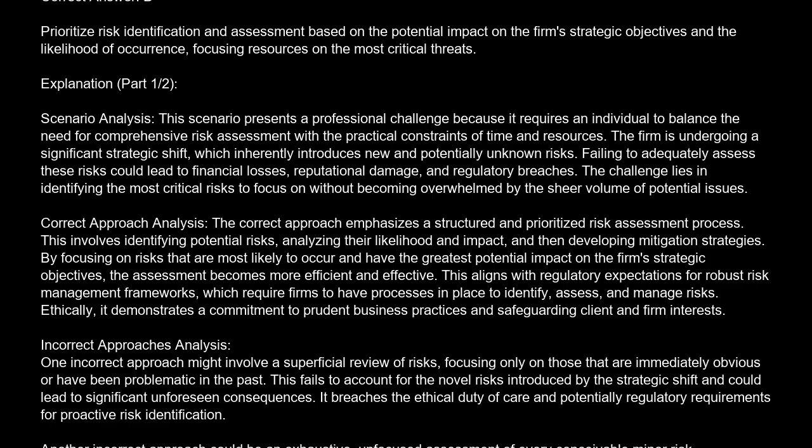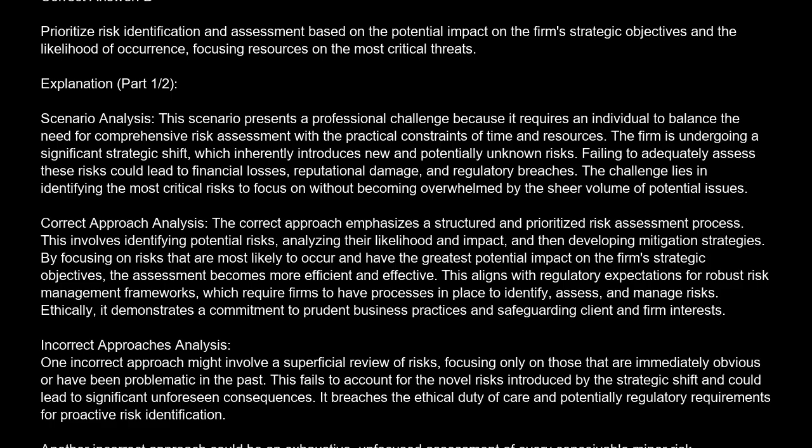Explanation. Scenario analysis. This scenario presents a professional challenge because it requires an individual to balance the need for comprehensive risk assessment with the practical constraints of time and resources. The firm is undergoing a significant strategic shift, which inherently introduces new and potentially unknown risks. Failing to adequately assess these risks could lead to financial losses, reputational damage, and regulatory breaches.